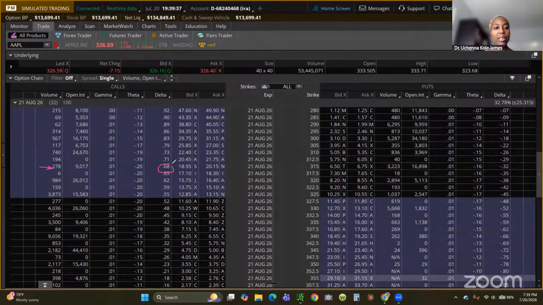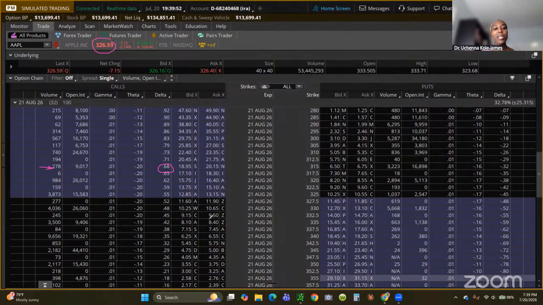So it's like a 70 delta, but look at the price. I said I only could spend $1,000, so I can't afford this. Apple right now is trading at $326 a share. I can't afford it because I said I only want to spend $1,000. Can we go out of the money?